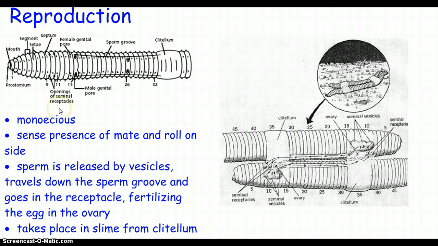So because they are hermaphroditic, this makes them monoecious, which means that one of the individuals is of both sexes. And basically they use this clitellum, which is that band that you've seen before, that helps with the reproductive process. It secretes a type of mucus, which helps the sperm travel.